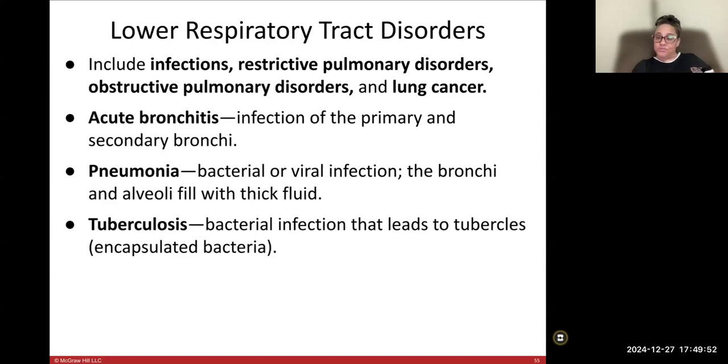Lower respiratory tract disorders include infections, restrictive pulmonary disorders, obstructive pulmonary disorders, and lung cancer. Acute bronchitis is the infection of the primary and secondary bronchi. Pneumonia can be bacterial or viral in cause. During pneumonia, the bronchi and alveoli will fill with thick fluid, so they don't work properly. And then tuberculosis is a bacterial infection that can lead to tubercles, which are those encapsulated bacteria we saw a couple chapters back.